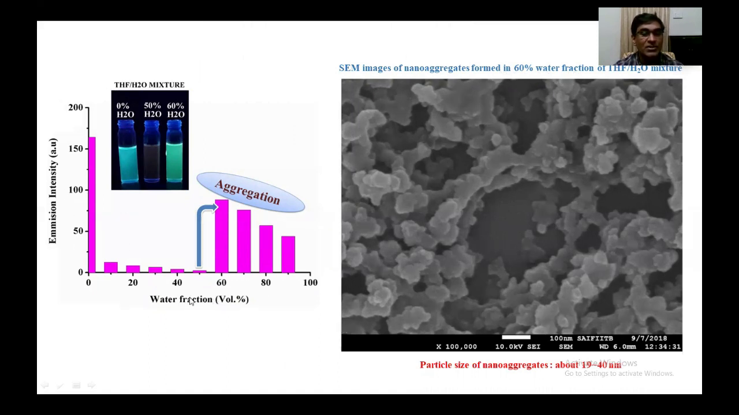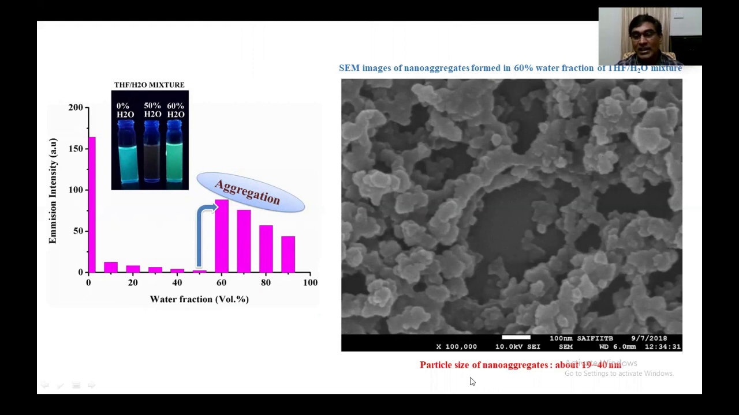At 0% water fraction, that is THF, it shows the emission. Up to 50% the emission quenches, and at 60% water fraction, due to formation of nanoparticles or aggregates or solid particles of the molecule five having the carbazole donor in it, the emission rises and shows the aggregation-induced emission phenomenon. But the emission then decreases due to different conformational changes in these molecules, and the particle size of the nano-aggregates is found to be between 19 and 40 nanometers.